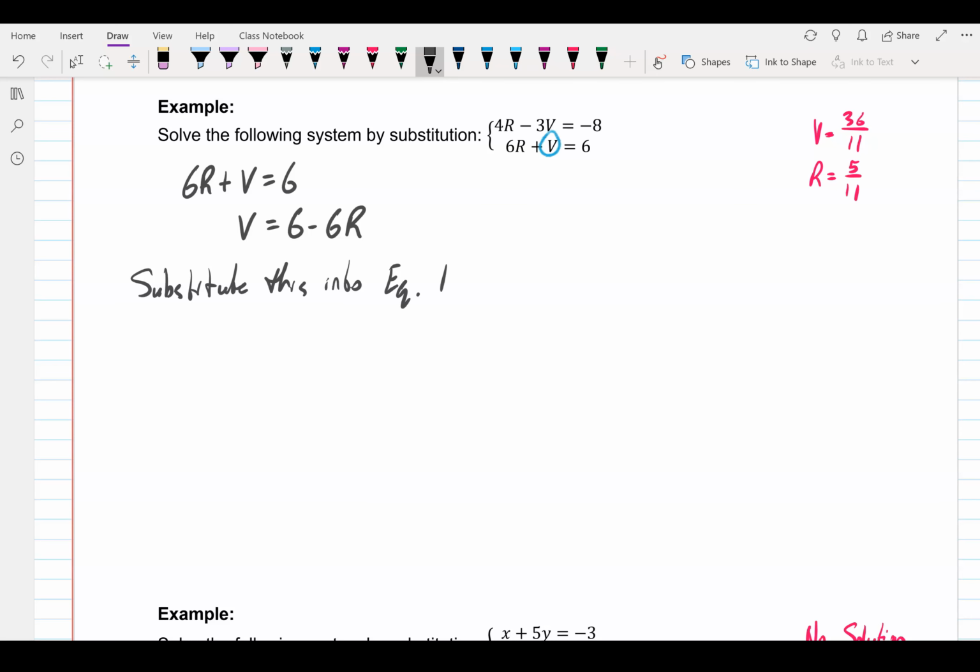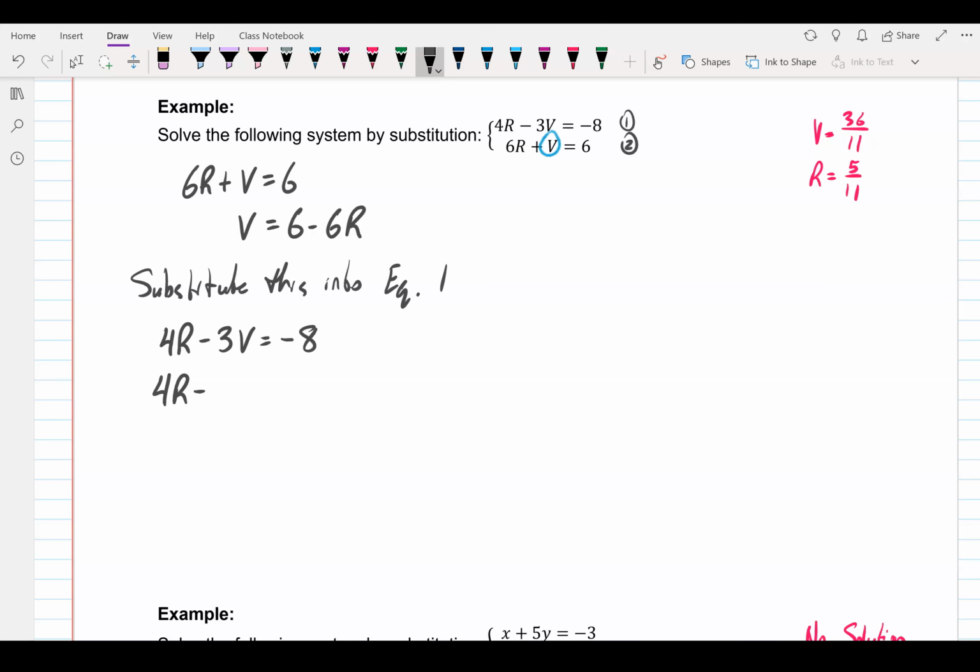Substitute this into equation 1. If this was equation 1 and this is equation 2, we're going to substitute it into equation 1. 4r minus 3v equals -8. I didn't need to write this step. You could leave it out, but I want you to be clear where everything's coming from.